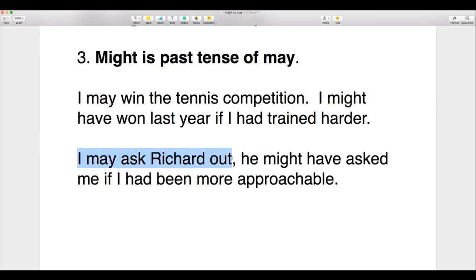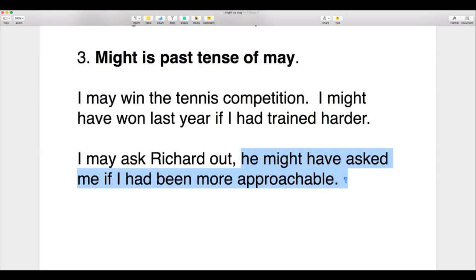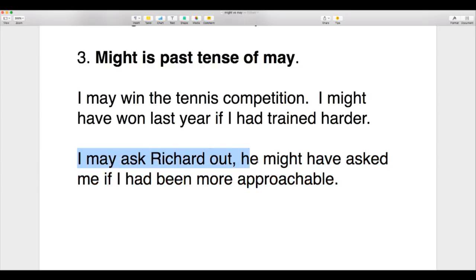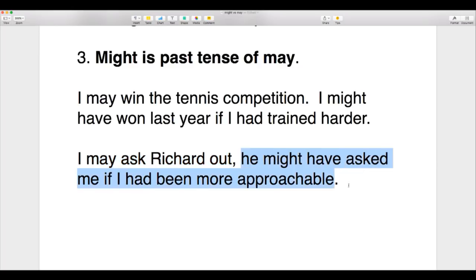I may ask Richard out. He might have asked me if I had been more approachable. I may ask Richard out. That means to ask somebody on a date because you like them. I may ask Richard out. He might have asked me if I had been more approachable.